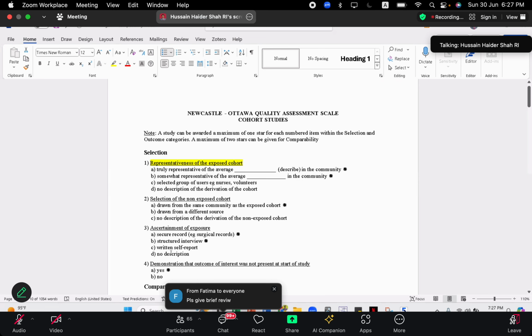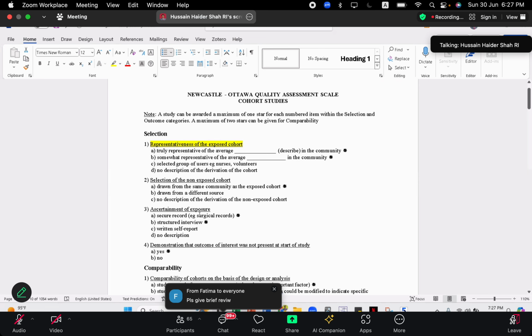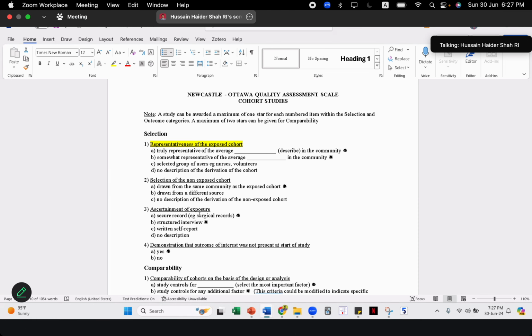Question 3 is making sure that there is proper ascertainment of the exposure. Now, if the exposure is smoking, ascertainment of exposure means that the participants we are including in our exposed cohort should be smokers. How will we make sure that those participants are smokers? One thing we can do is, if there are secure medical or surgical records stating that the person is a smoker, then this is a proper ascertainment of exposure.